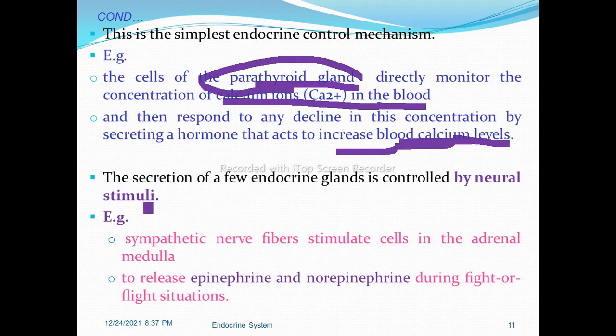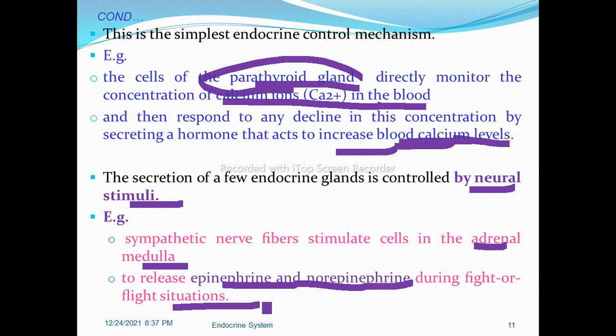The second type is that the secretion of a few endocrine glands is controlled by neural stimuli. The second type of stimuli is neural stimuli. Sympathetic nerve fibers stimulate cells in the adrenal medulla to release epinephrine and norepinephrine during fight or flight situations.